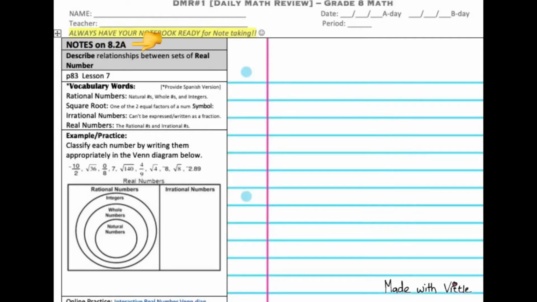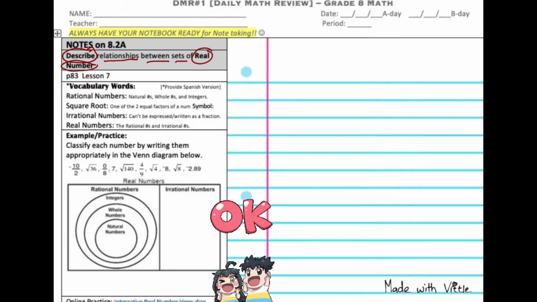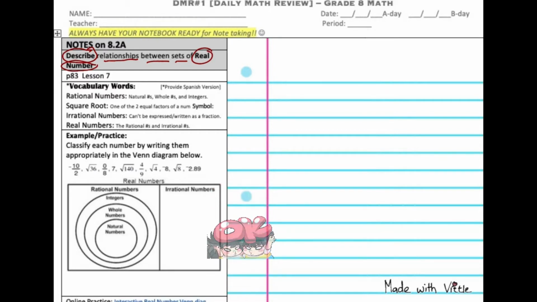Our objective for today is 8.2a, describe relationships between sets of real numbers. So let's recall what you've learned in 7th grade and 6th grade about rational numbers.